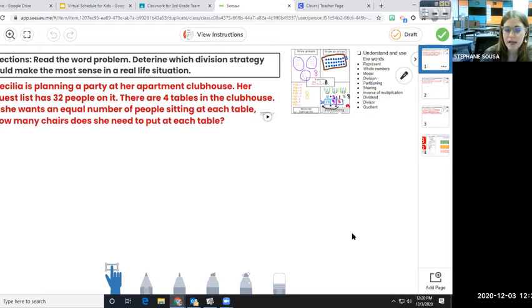What questions can I answer about the assignment expectation before I put you into some breakout rooms? What questions can I answer? Any at all?